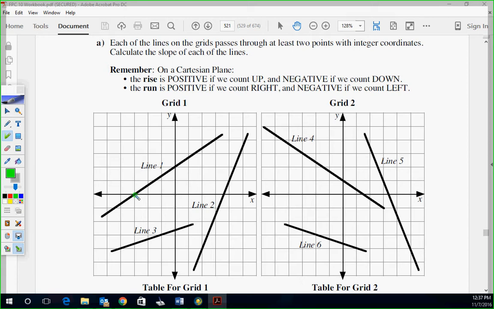Yeah. And can you start on a different one? Yeah, you can find any one you want. I found this one, and then I'm going to go to this one. Those ones are smooth points. And now I'm going to count from there. It's up 2 over 3. So line 1 is 2/3.